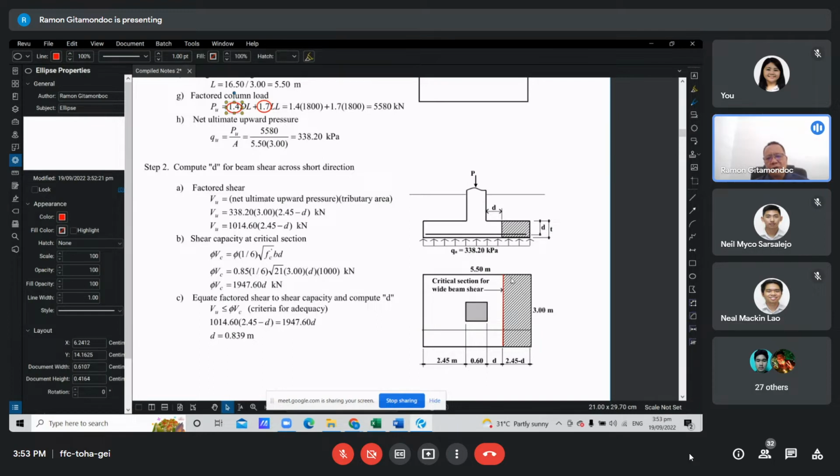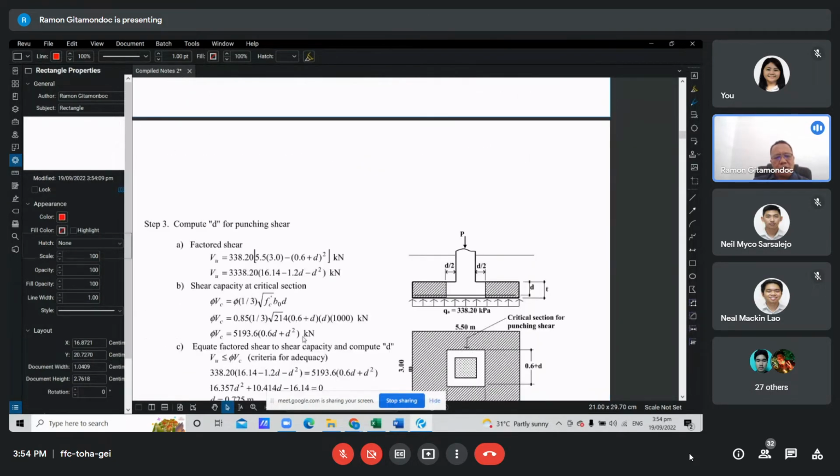So solving for the factored shear that will act at this critical section, that will be the net ultimate upward pressure multiplied by this area. Then the shear capacity is V = 1/6 square root of f'c b d. Then you equate the shear force to the shear capacity to obtain an equation in terms of d. So we can solve for d from this equation. We get here an answer of 0.839.